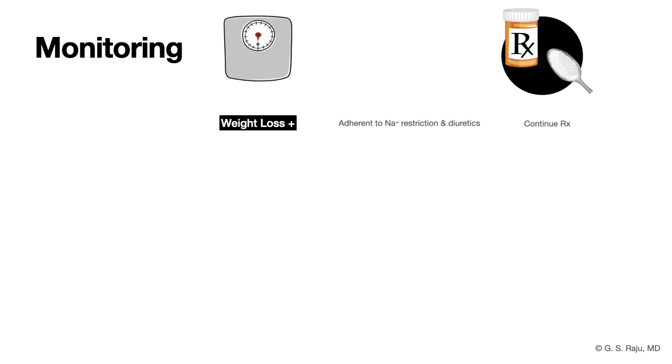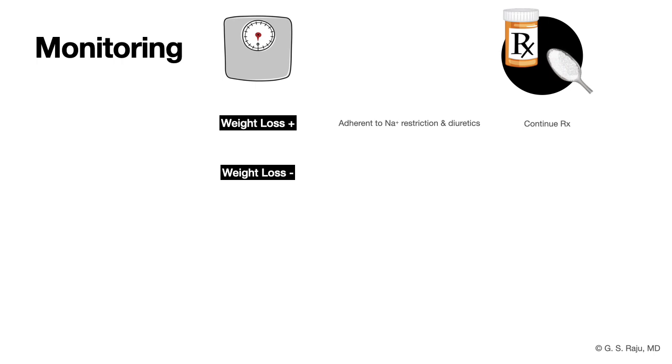On the other hand, you have a patient on therapy, dietary restriction of sodium and a combination of diuretics, and there is no weight loss, or the weight loss is not as you would want to see, then you want to figure out what is the problem.